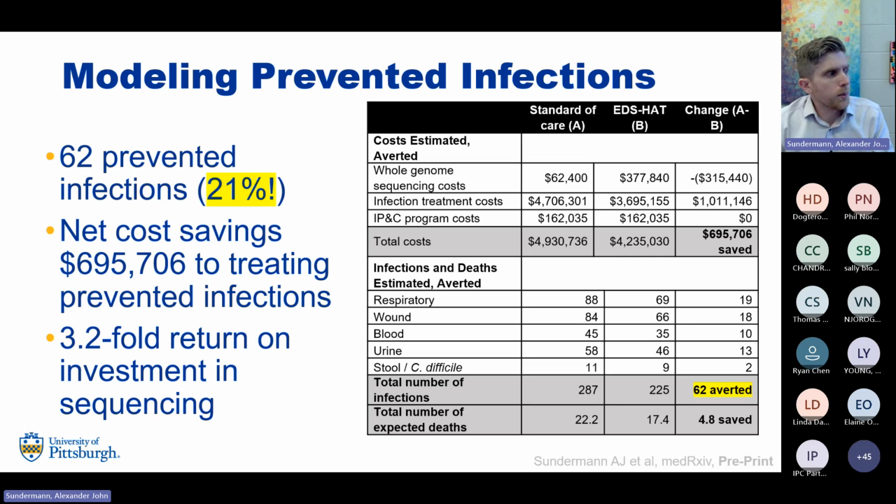Similarly, we also modeled that we had net cost savings of $700,000 in the 2 years that we did real-time sequencing, which converts to a 3.2-fold return on investment, meaning that for all the dollars that we spent sequencing, we found net cost savings and a good ROI from our patient infections.